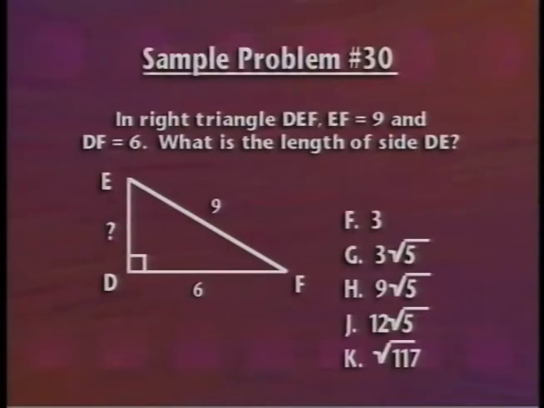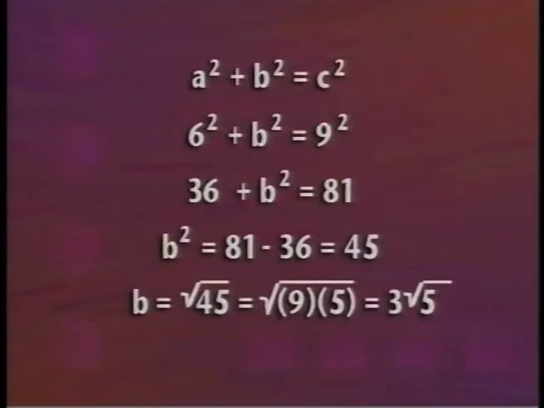In right triangle DEF, EF equals 9 and DF equals 6. What is the length of side DE? Since this is a right triangle, let's use the Pythagorean theorem, a squared plus b squared equals c squared. In this case, side DF equals a and side EF equals c, and we need to find side DE or b.